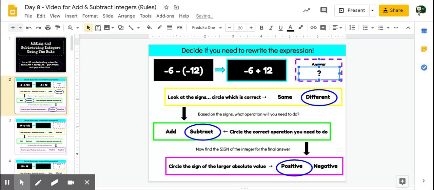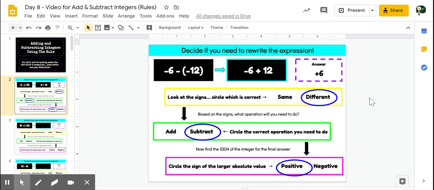Now, the fact that we have a positive number that we circled down here at the bottom, that tells us that it's going to be a +6. Now, I don't have to include that positive in front of it. I can just write it as 6, but my answer would be 6 or +6.